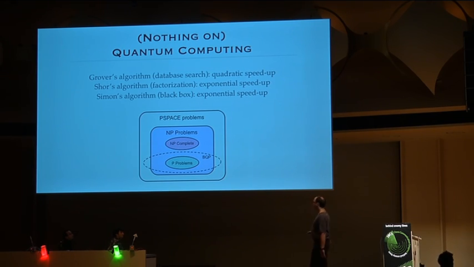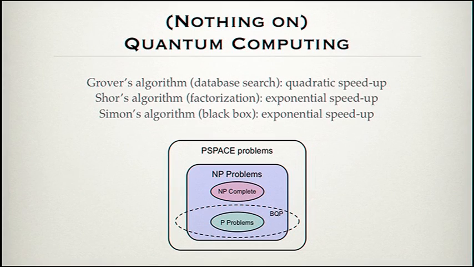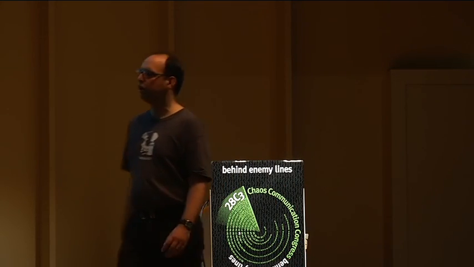So even with existing quantum computers, you're not going to solve them. I mean, that's conjectured, right? Nobody knows whether these are really different. But the current state of the art, the current belief, is that the quantum computer does not help you with solving NP-complete problems. Okay, I said I'm not going to talk about this.